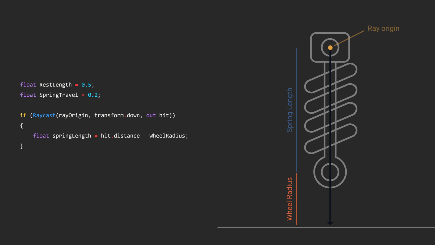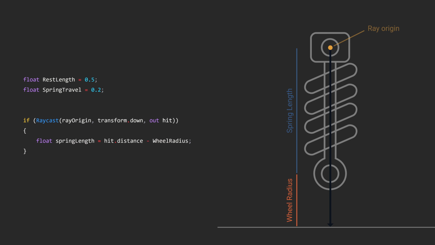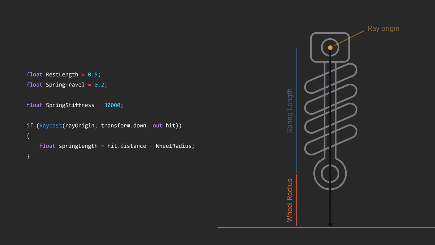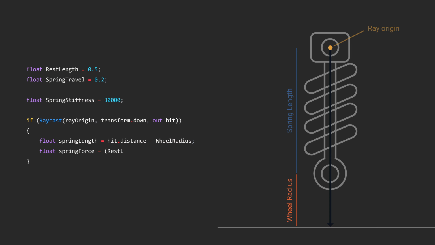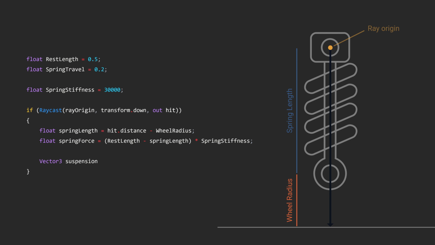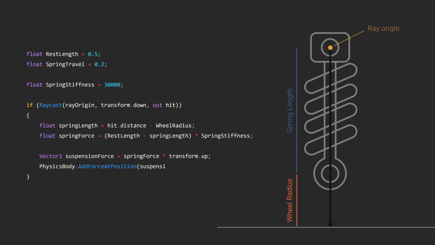When a spring is compressed, it generates a force that pushes it back towards its neutral state. The strength of this force is called our spring stiffness. What we will do is calculate how much the spring is compressed and multiply that by our stiffness value. The more the spring is compressed, the larger the force will be. Once calculated, we will apply this force at the point where the ray hits the ground and pushing upwards onto the car's physics body. Let's test it out, shall we?